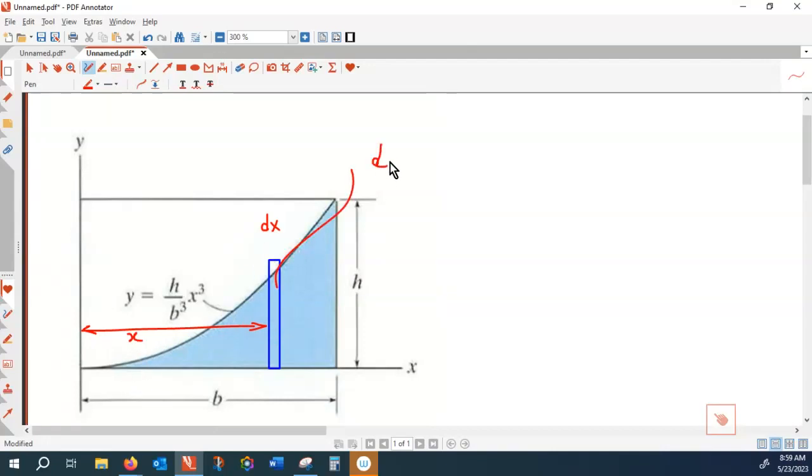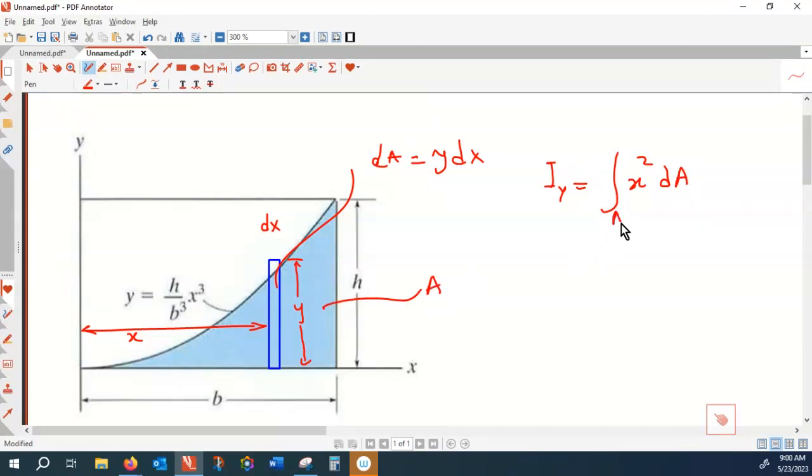And then what is that area? This parameter here is y. So my dA is y dx, and here that is the x value. From first principles, Iy is defined as the integral of x² dA, and that integral should be taken over this area. This is the total area.